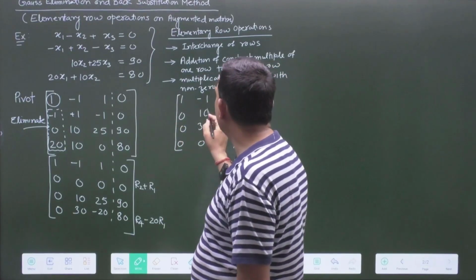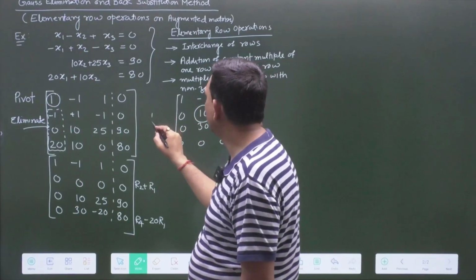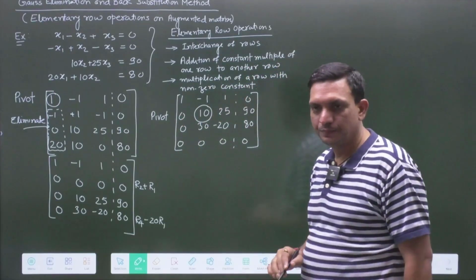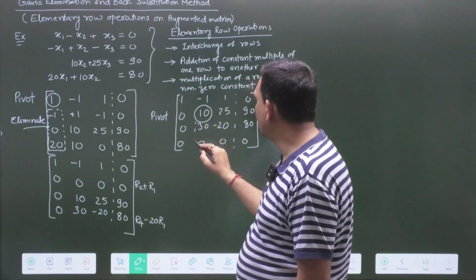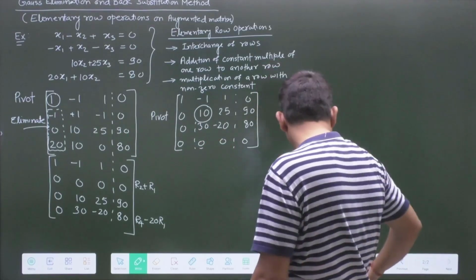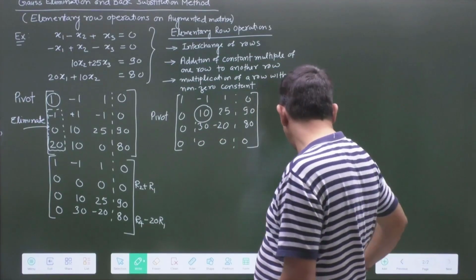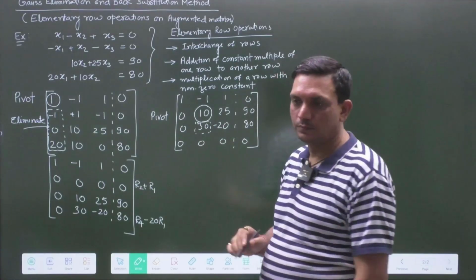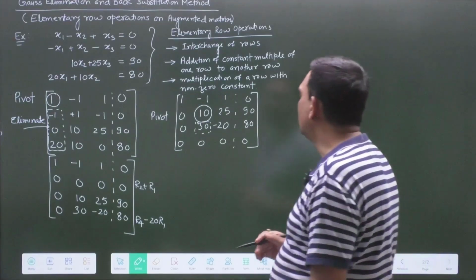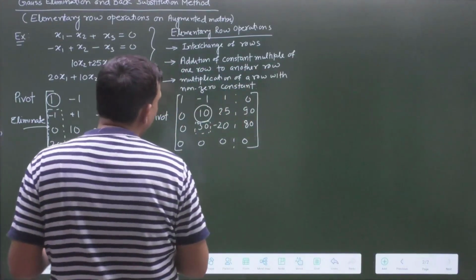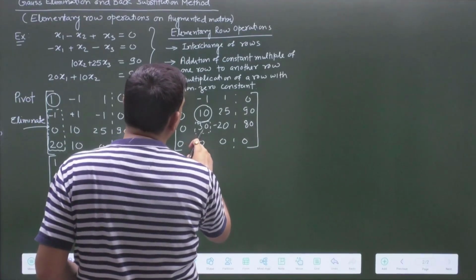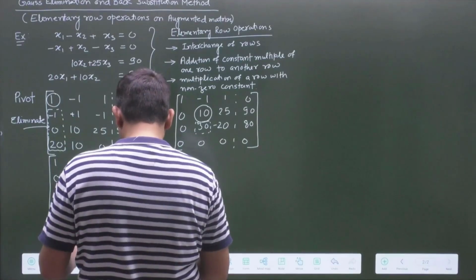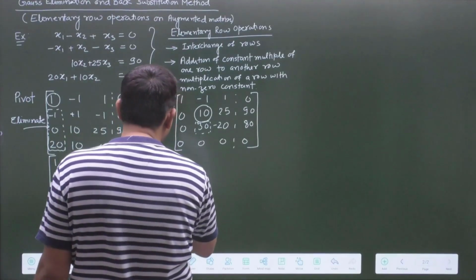Now second, this is the pivot row and pivot element. And we want to eliminate, because this is already 0, we will eliminate this only. So how will we write it? This is R3 minus 3 times R2. R3 minus 3 times R2. So next step.